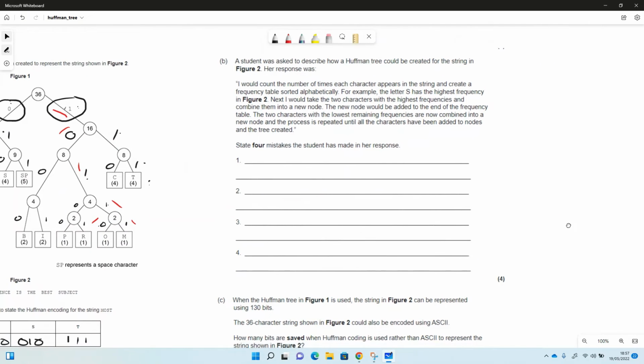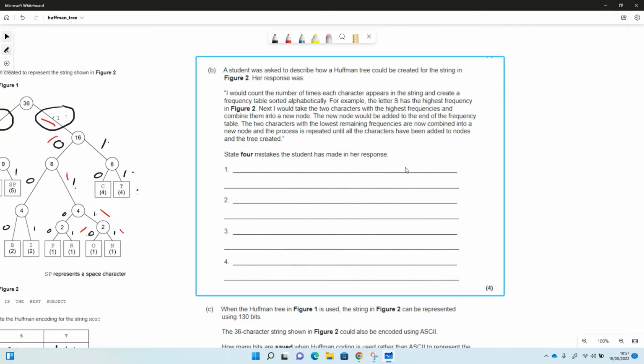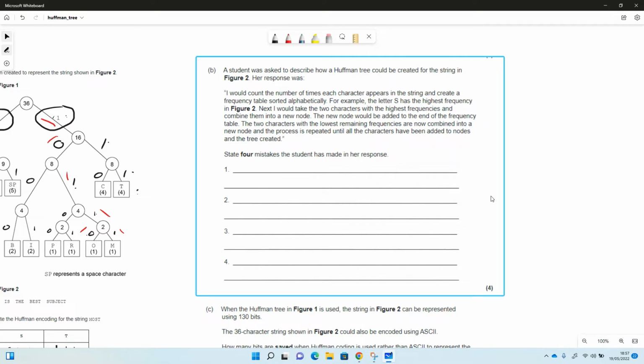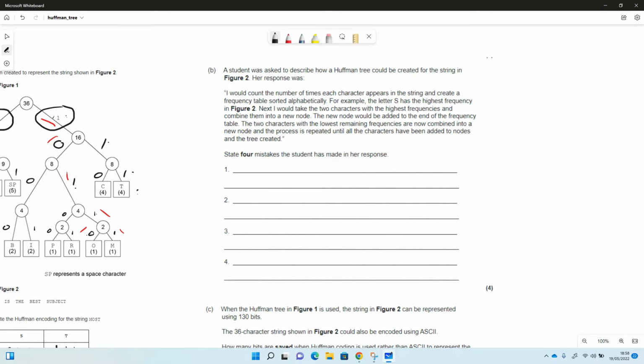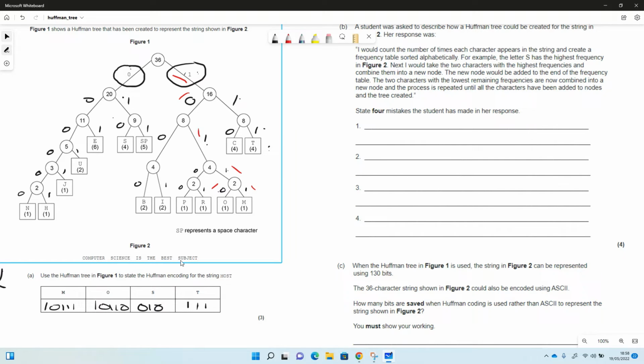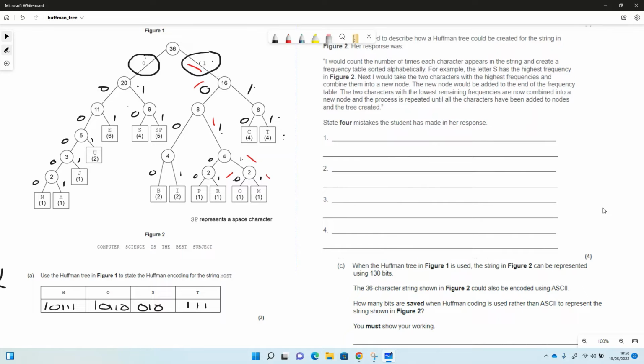So then we've got a part B question, which is not really necessarily to do with this tree. It's just general about trees. So it says that a student was asked to describe how Huffman trees could be created for this string in figure 2. The string was computer science is the best subject. It's not particularly original, but there it is.